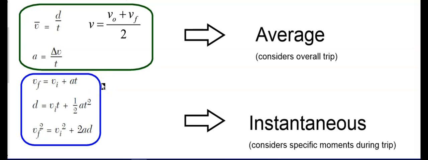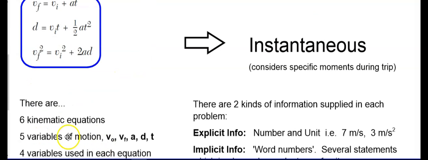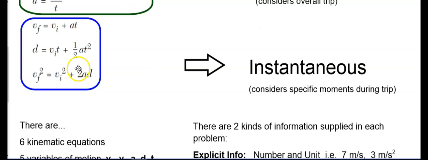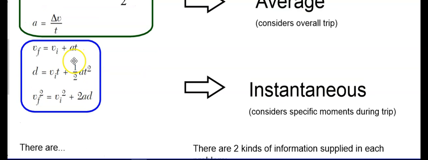And so to summarize in linear kinematics, there are 6 equations, 3 in the green group, 3 in the blue group. There are 5 variables of motion, VO, VF, A, D, and T, that appear especially in the blue group. Each equation has 4 variables in it, and when you read a problem, 3 out of the 4 have to be given, with 2 left over, leaving one happy physics student.